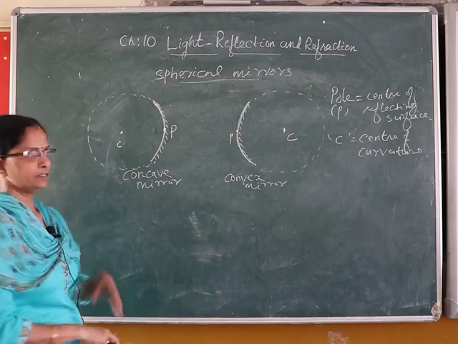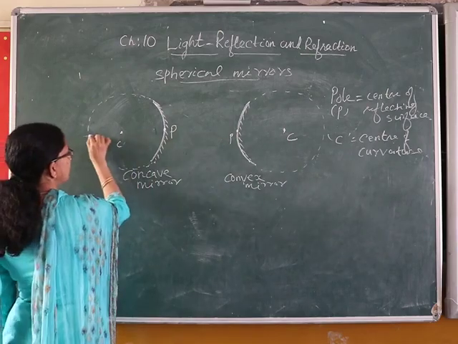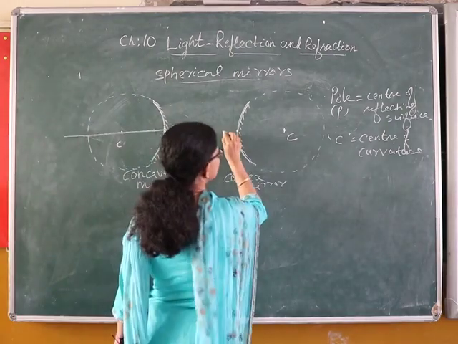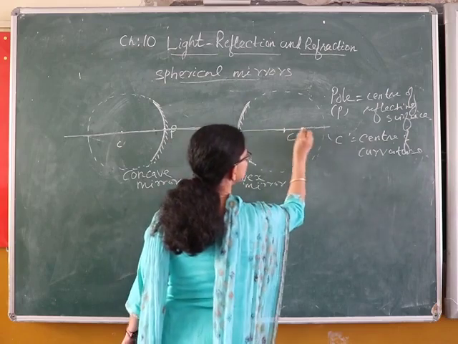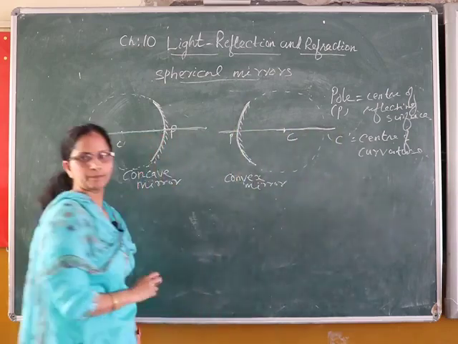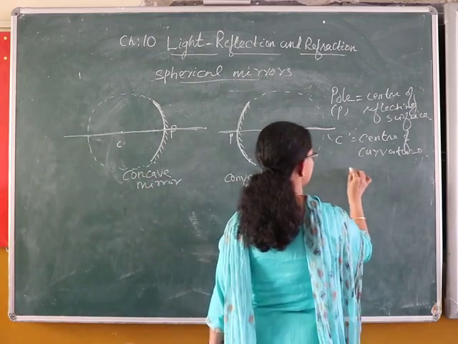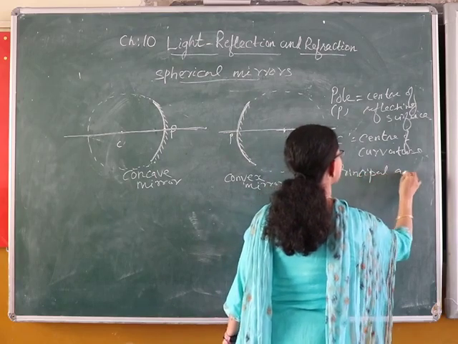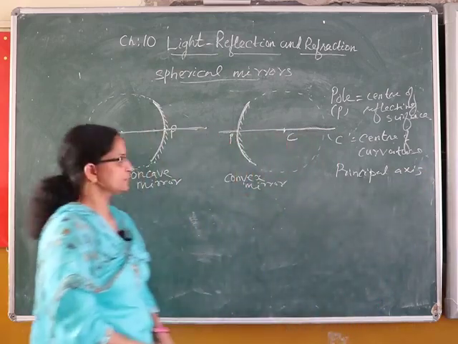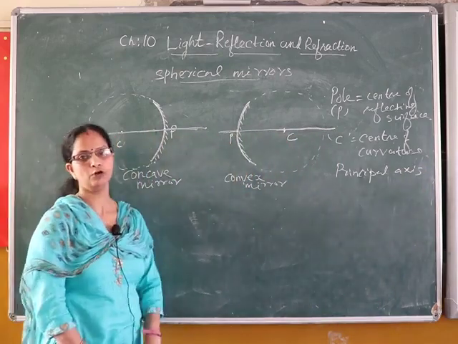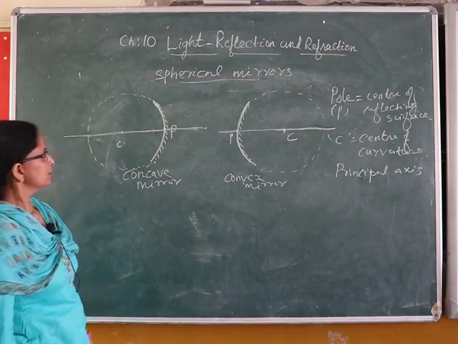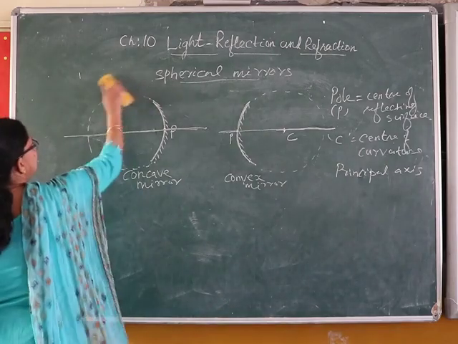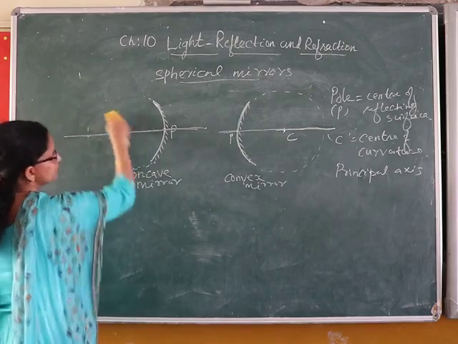An imaginary line that passes through the center of curvature and the pole is known as the principal axis. So here also there is a principal axis that runs through P and C. Principal axis is an imaginary line that passes through the center of curvature and pole of the reflecting surface of the mirror. The next thing is to imagine a parallel beam of light striking this mirror.